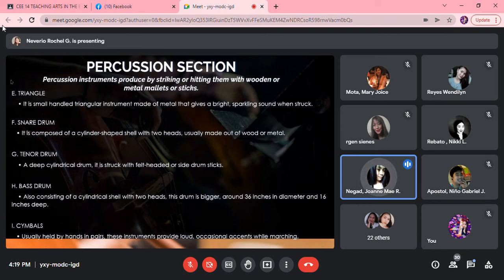Next is snare drum. So, kanina is pinakita na ni Apostol kung ano ang snare drum. Ulitin ko lang po. It is composed of a cylinder-shaped shell with 2 heads usually made of wood or metal. This shell has 2 heads. The bottom part is outfitted with gut wires or strings called snares that run parallel to one another. The copperhead, also called the butterhead, is usually struck with wooden sticks.